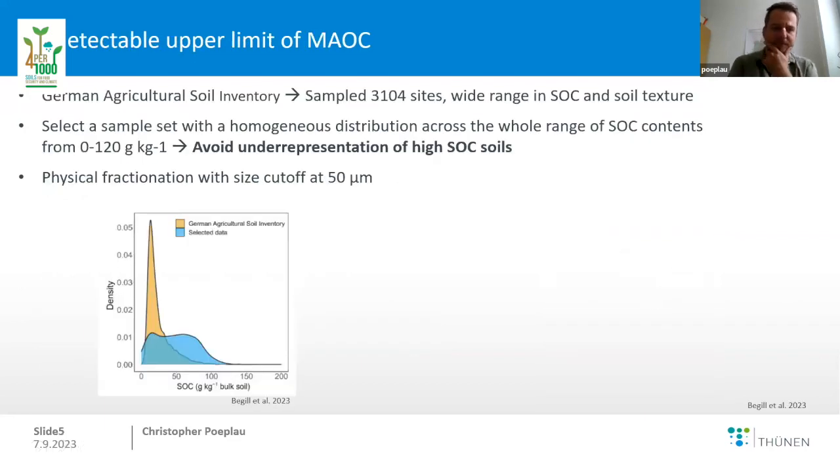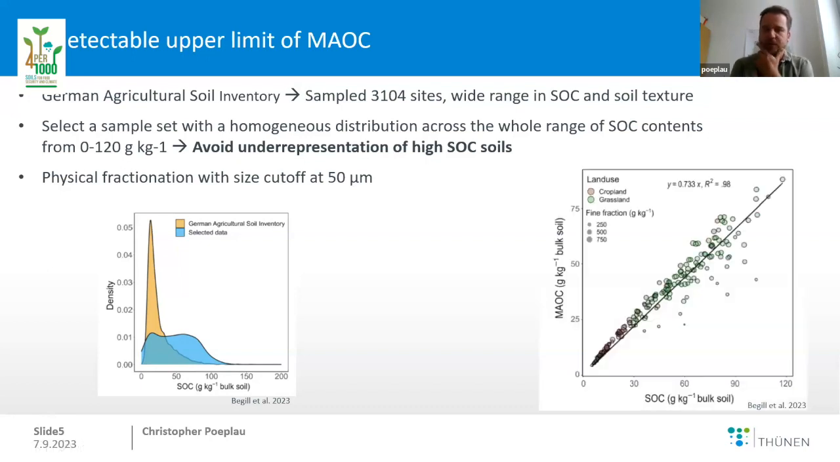So we thought, okay, we are sitting on top of 15,000 archived soils, and let's see if this holds true for agricultural soils in Germany. So we went to our basement and selected some soils, and we didn't select them to represent Germany. This is very important, but we wanted to have the whole range of SOC contents up to 12%, so 120 grams per kilogram. And then we wanted to see if there is something like a flex point if you include really the high SOC soils. We did a physical fractionation with a size cutoff at 50 micrometers and end up with this correlation here.